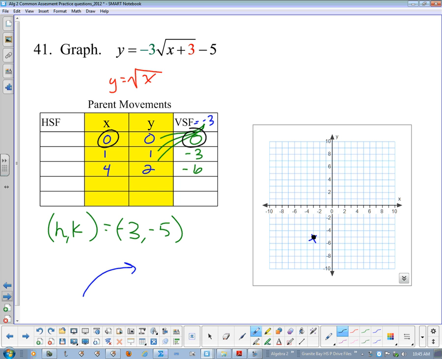1, negative 3. 1, down 3. There's the 1, negative 3. And then 4, negative 6. 4, 2, 3, 4, down 6. And there is the graph. Why doesn't it continue, folks, in the other direction?